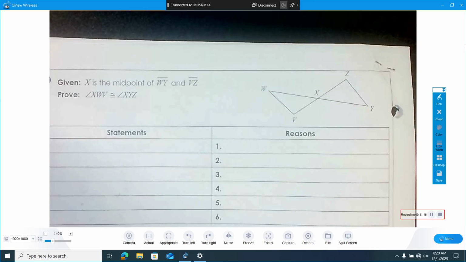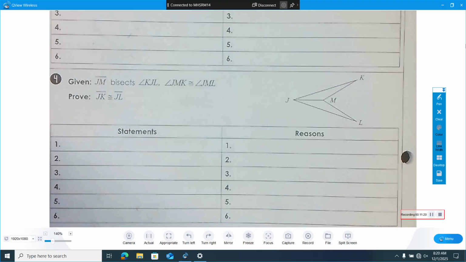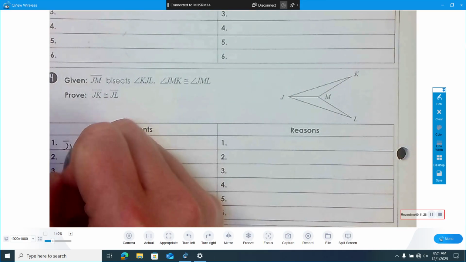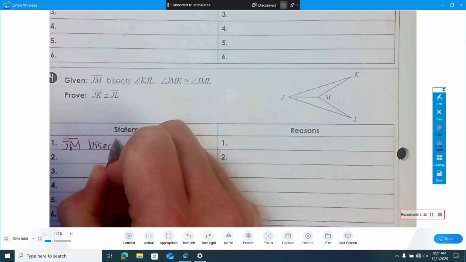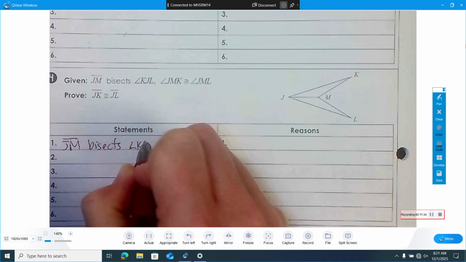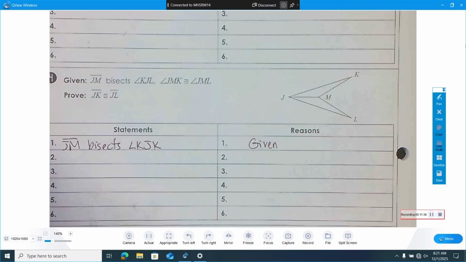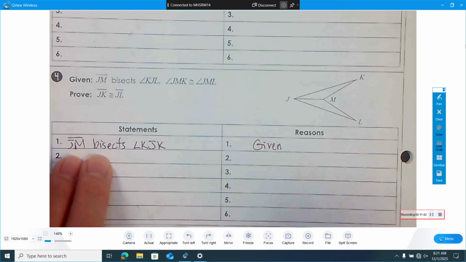I think I kind of want to go to 4 and 5, and we'll do those. Okay, so 4 and 5. All right, let's see. Segment JM bisects angle KJL. That is given to us. Once I write it down, what do I need to do? Mark it on my picture. And really understand what it's talking about.